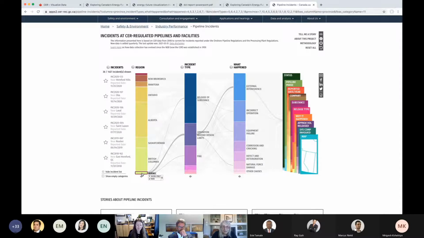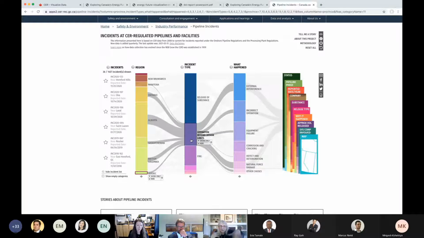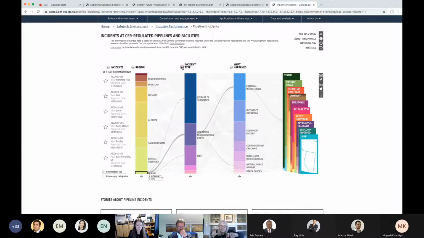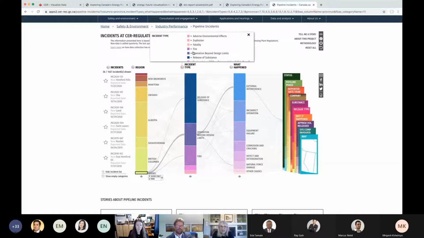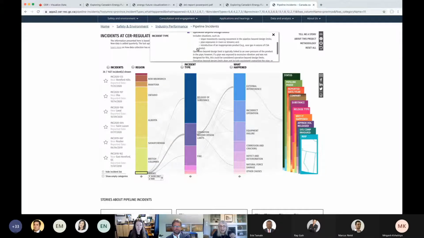So out of all of the incidents, and this gets updated, it could be updated daily if that's what the organization wanted, there are only 36 since 2008. So it was really like, out of all of those incidents in Canada, this is how many happened here. And why did they happen? Because of operations beyond design limits. And if you don't know what that is, there is a question mark on the top that you can click and it explains. There are different things embedded that will explain exactly what this is.